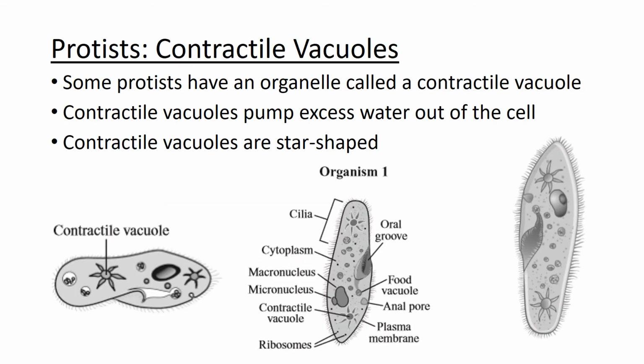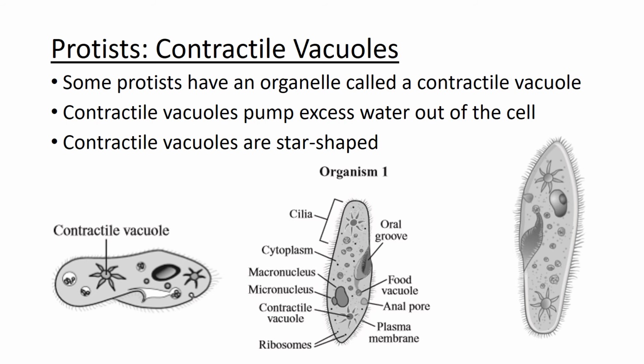Some protists have an organelle called the contractile vacuole. And I've noticed that it sometimes shows up in the MCAS. So these are three images from three different MCAS in which a protist, these are images of protists, with a contractile vacuole appeared. So some protists have an organelle called the contractile vacuole. Contractile vacuoles pump excess water out of the cell.